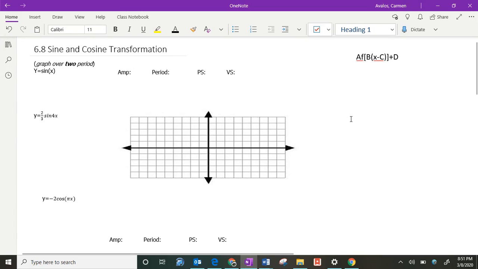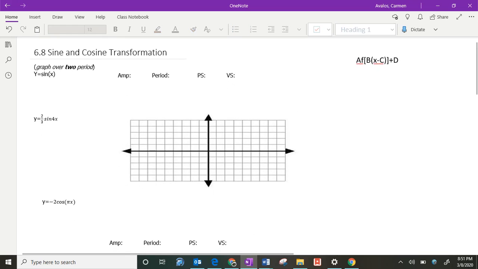If we remember from transformations that A was the vertical stretch, B was the horizontal stretch or shrink, C was the shifting left and right, and D was the vertical shift up and down. Well, in trig, it's sort of the same thing, but we have different names for it.